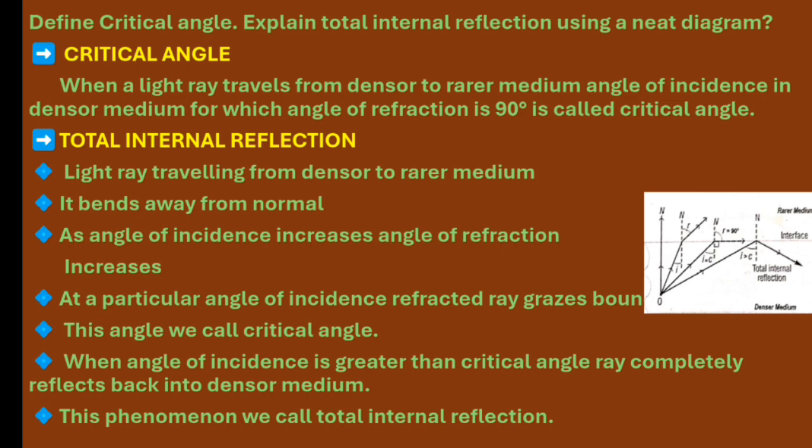When angle of incidence is greater than critical angle, then the ray completely reflects back into the denser medium without entering into the rarer medium. This phenomenon we call as total internal reflection.